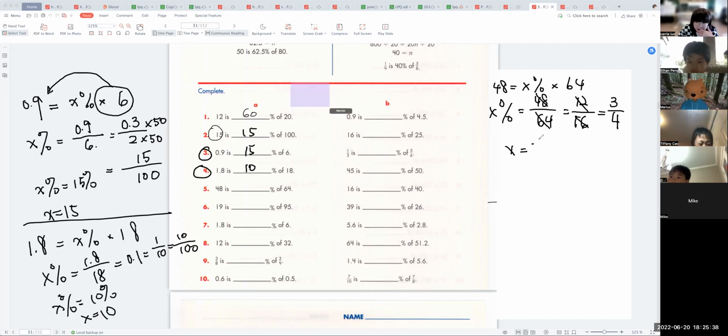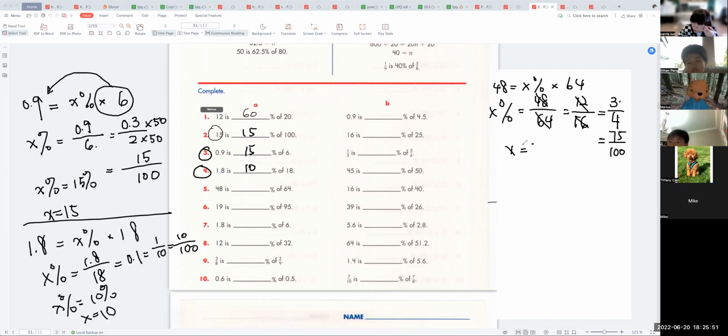3 over 4 equals what? We want to make the bottom 100. 75 over 100. Very good. So X percent equals 75%. So X equals 75. Okay, good job. Okay, Tiffany, number 6, give me the equation.